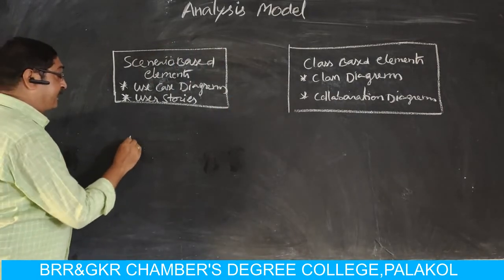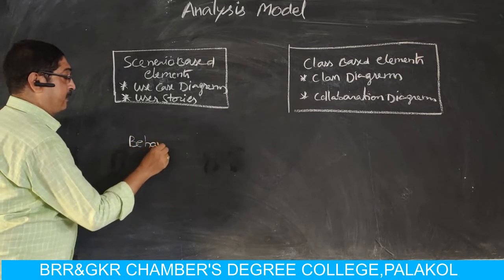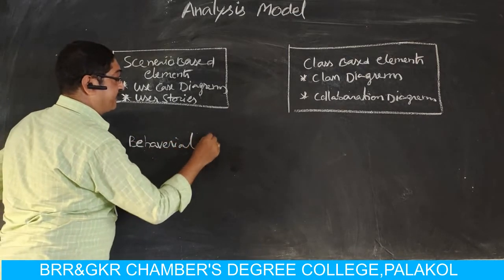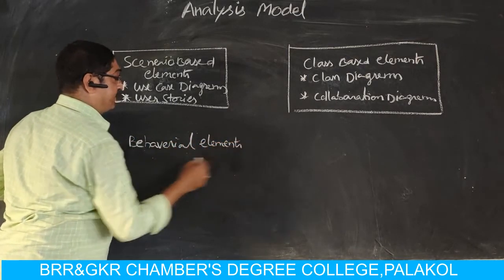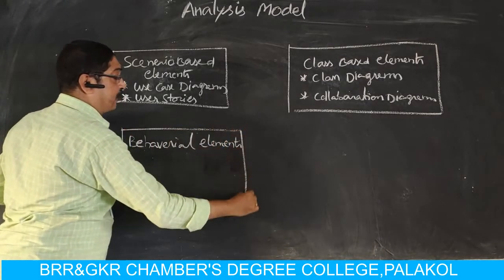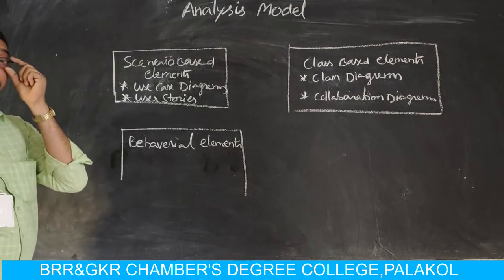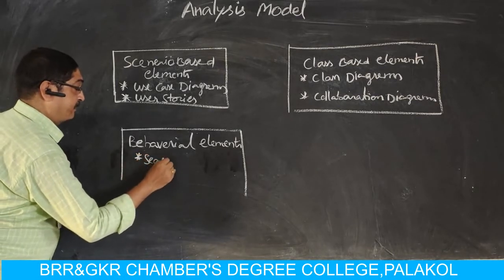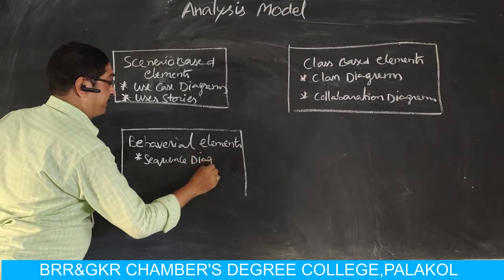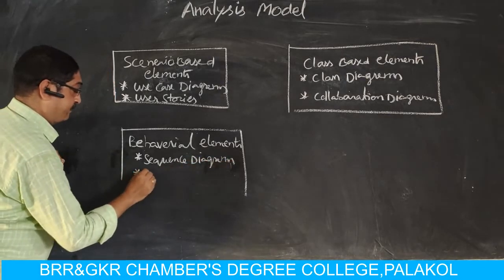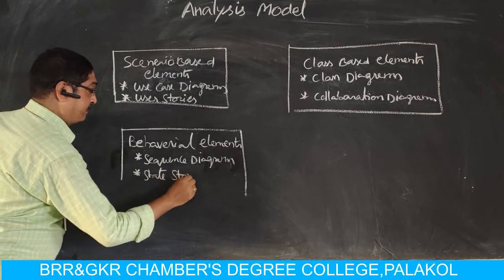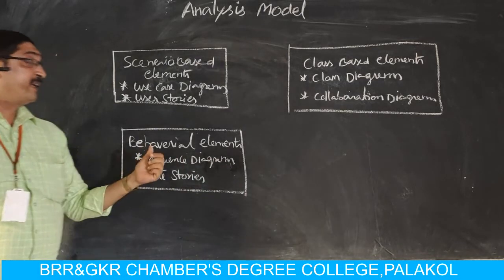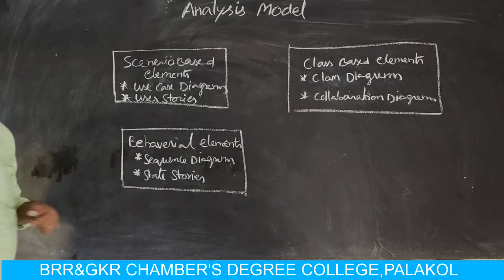And another element you have, that is behavioral elements. This shows the behavior of the system that we are going to develop. Behavioral elements. In this, we'll use sequence diagrams and state diagrams. That is next one. Behavior elements. And the last one is flow-oriented elements.